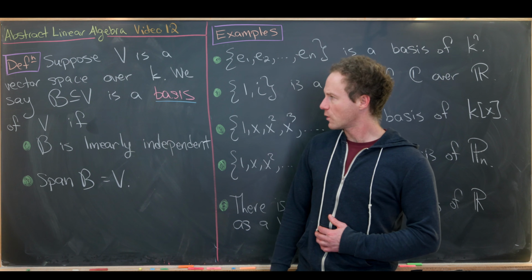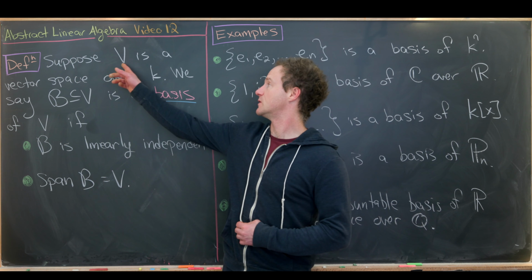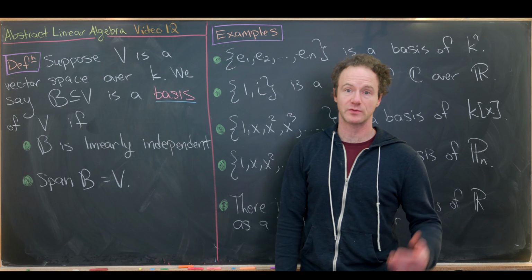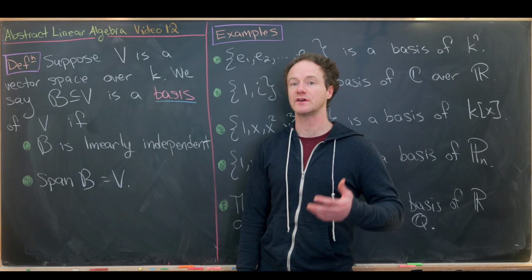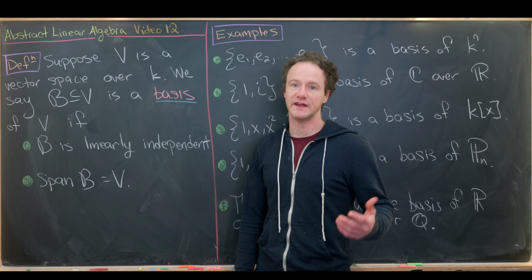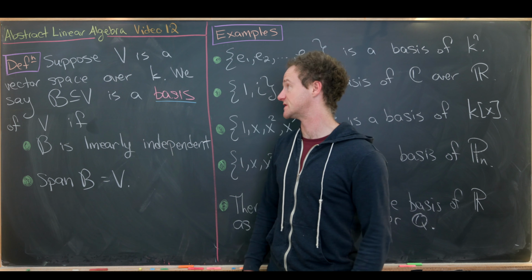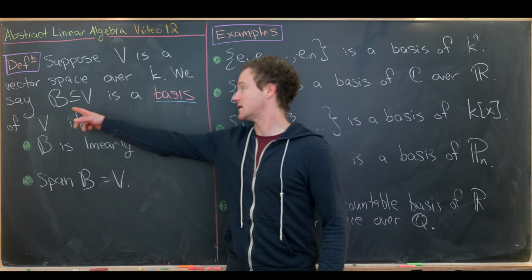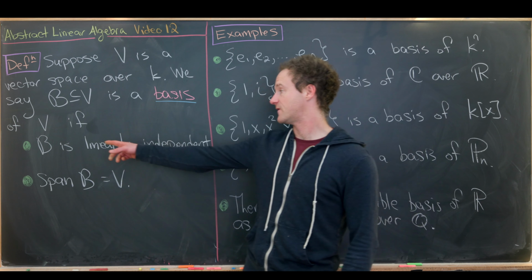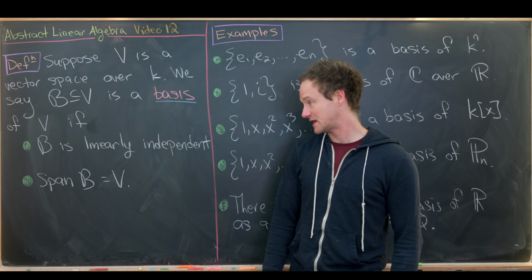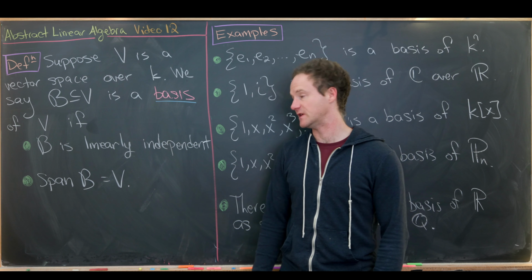So before we get going, let's recall the definition of a basis. Let's suppose that V is a vector space over an arbitrary field K. So we've been working with fields of rational numbers, real numbers, complex numbers, or integers modulo p, although there are more fields out there, but those are the ones we're sticking to. We say a subset B of V is a basis of V if B is linearly independent and the span of B is the entire vector space V.